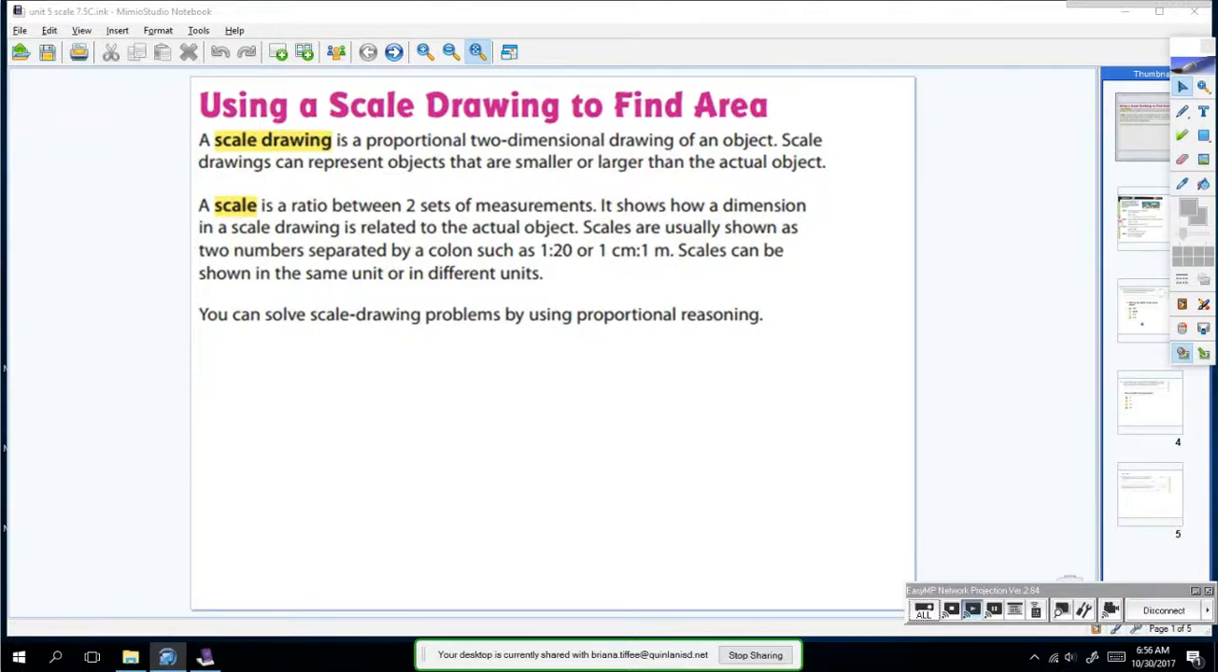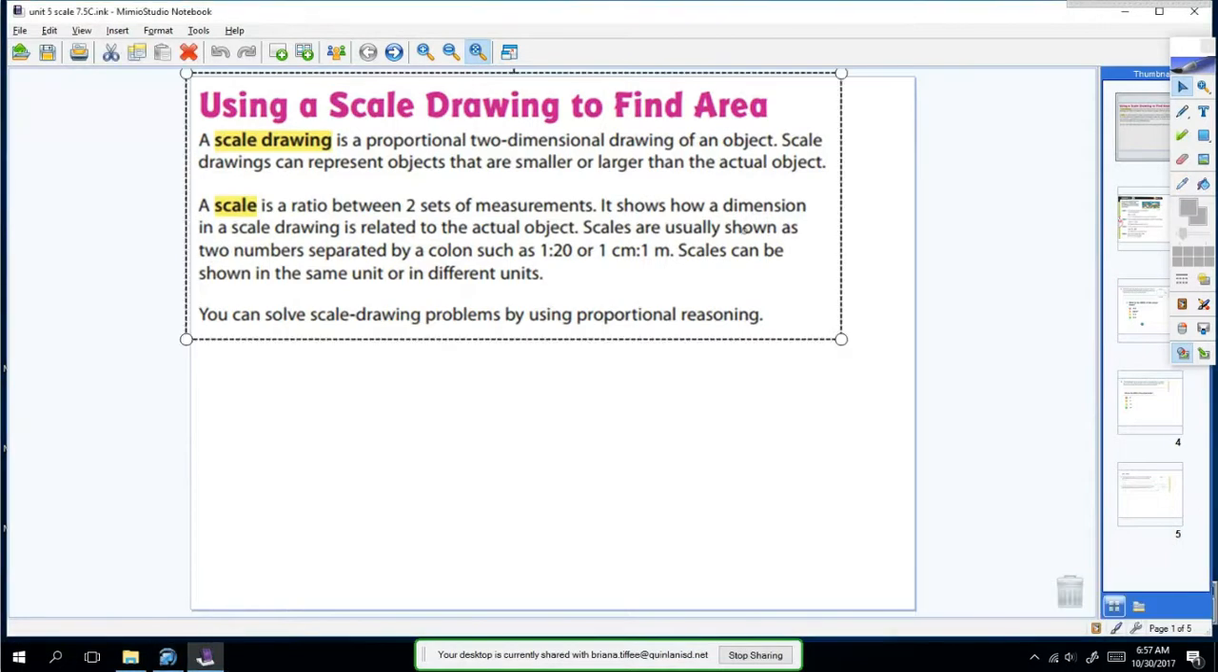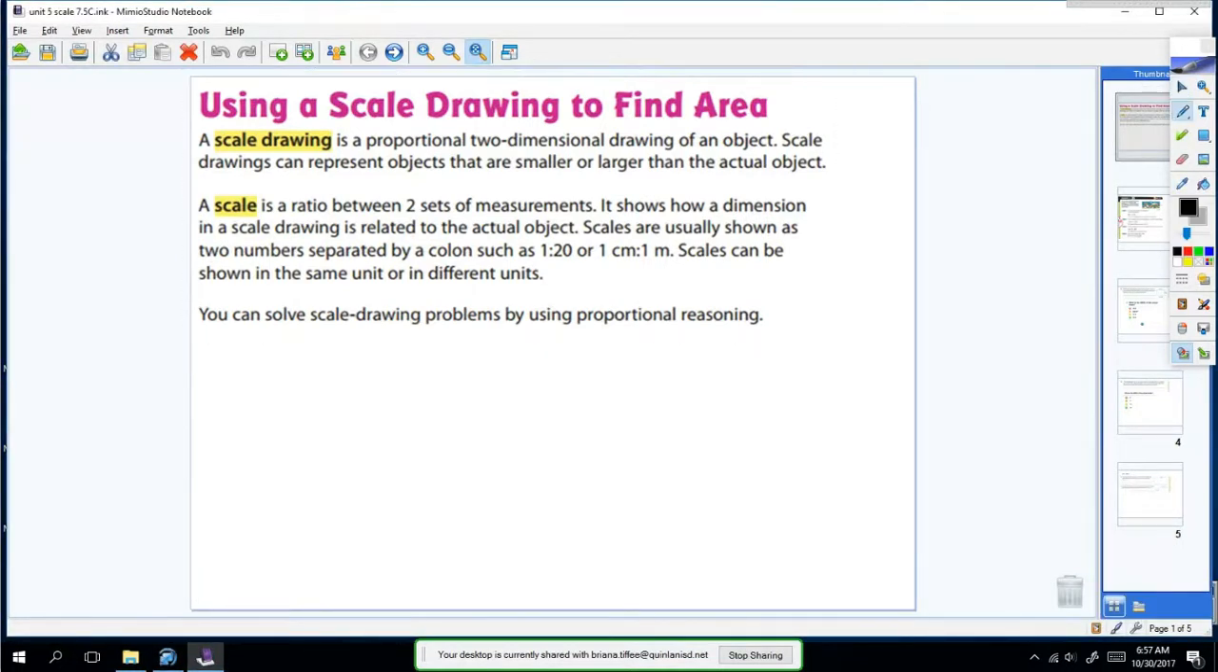We're going to be doing scale drawing, or finding the scale between two proportional objects, which is actually a very similar idea to finding the missing side of a similar shape. Again, we're going to be using proportions today. So first off, a scale drawing is a proportional two-dimensional drawing of an object.